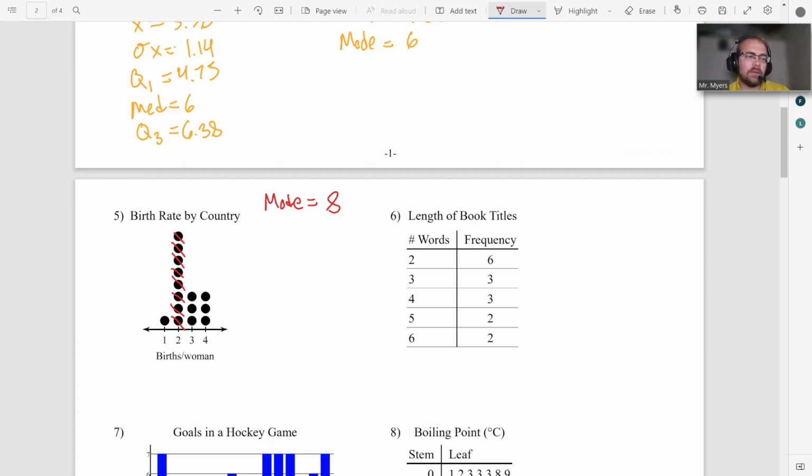So 1, enter. There are 8 twos. Oh, sorry, the mode is 2, not 8. Sorry about that. All right, the mode is 2 because it repeats 8 times. Lo siento.